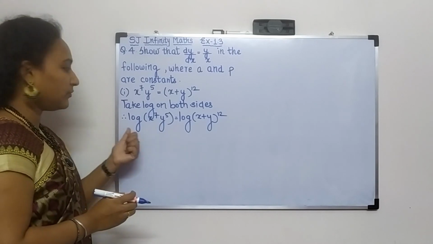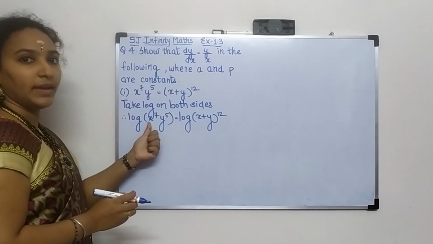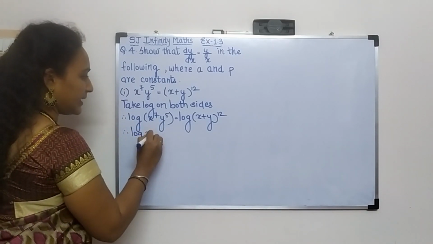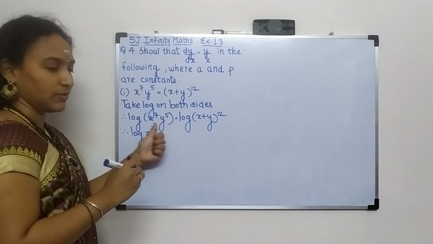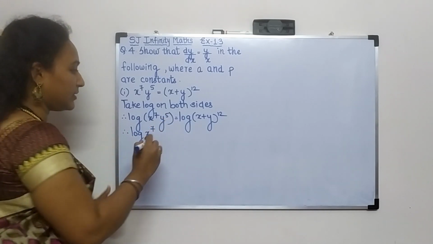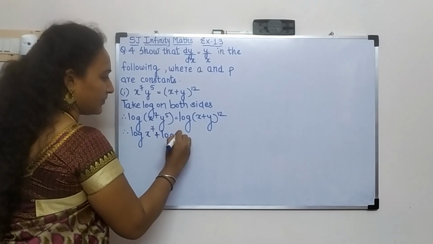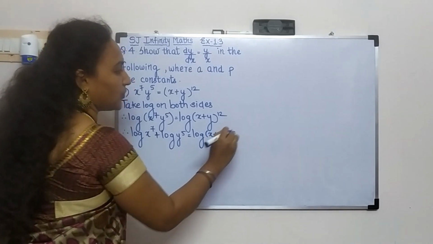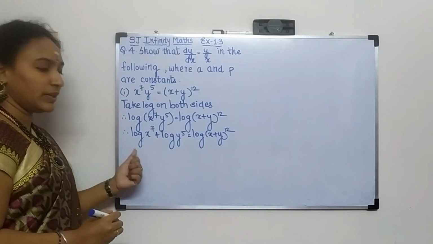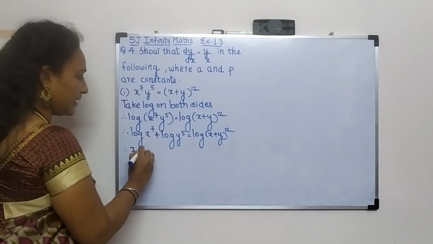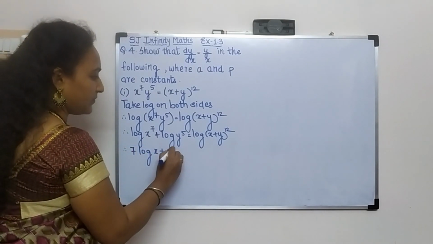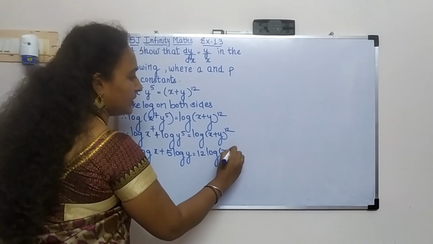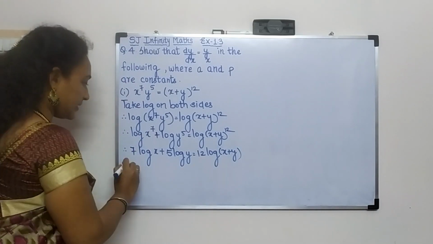Since this is a product term, we will be using the product rule. Log of a into b is log a plus log b. Therefore, log of x raised to 7 into y power 5 will give you log of x power 7 plus log of y power 5. This is equal to log of x plus y raised to 12. Now let us use our power rule. Therefore we have 7 log x plus 5 log y is equal to 12 log of x plus y. Now we can differentiate this.